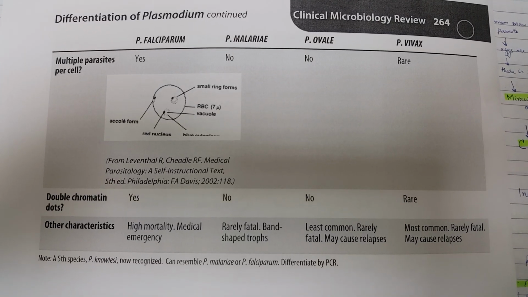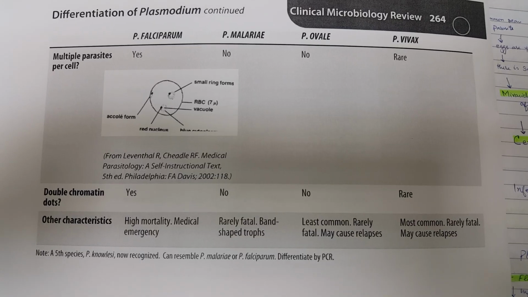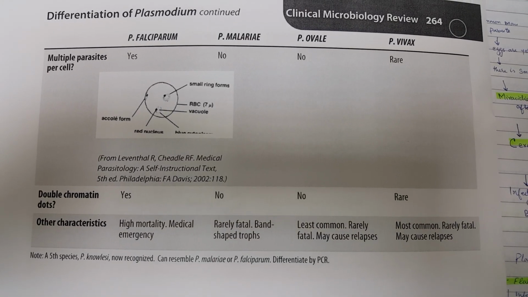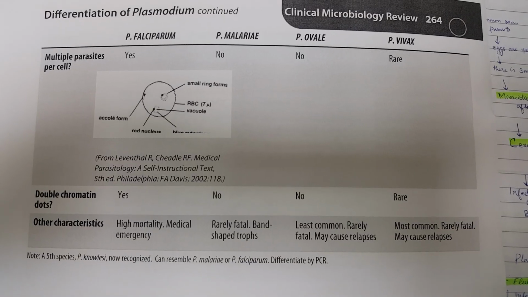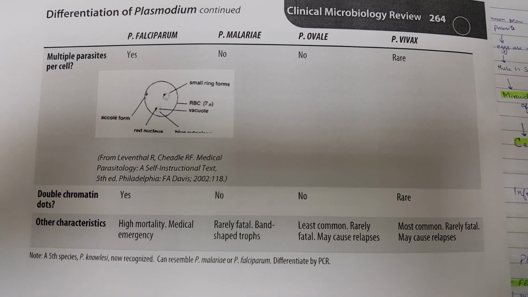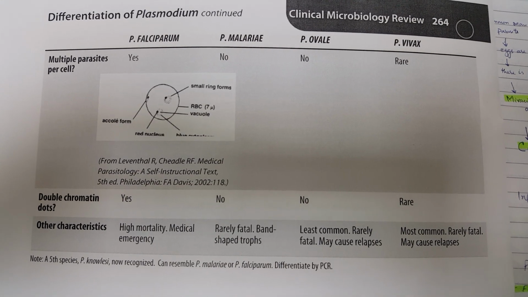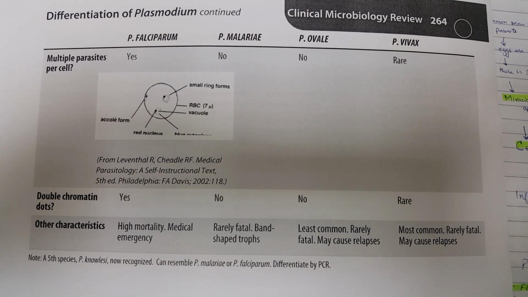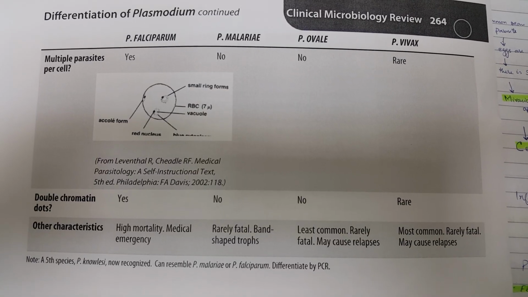Other characteristics of falciparum are high mortality and being a medical emergency, while malariae is rarely fatal and has band-shaped trophozoites. Ovale is less common, rarely fatal, and may cause relapses, and vivax is the most common, rarely fatal, and may cause relapses. The only high mortality is falciparum.